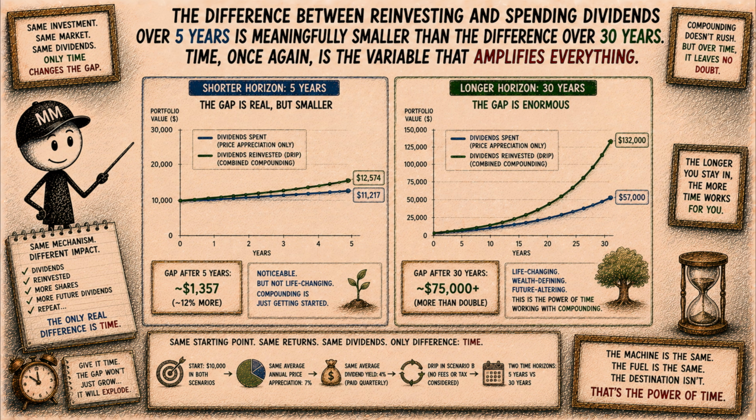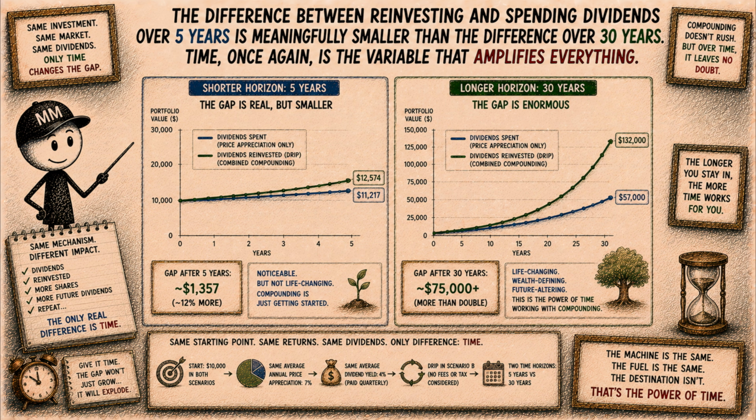Why this matters more the longer the time horizon extends. This compounding effect, consistent with the broader compound interest mathematics covered extensively elsewhere on this channel, becomes dramatically more pronounced the longer the holding period extends, because each additional year provides another cycle of dividends generating further shares, generating further dividends. The difference between reinvesting and spending dividends over a 5-year period is meaningfully smaller, in both absolute and proportional terms, than the difference over a 30-year period.